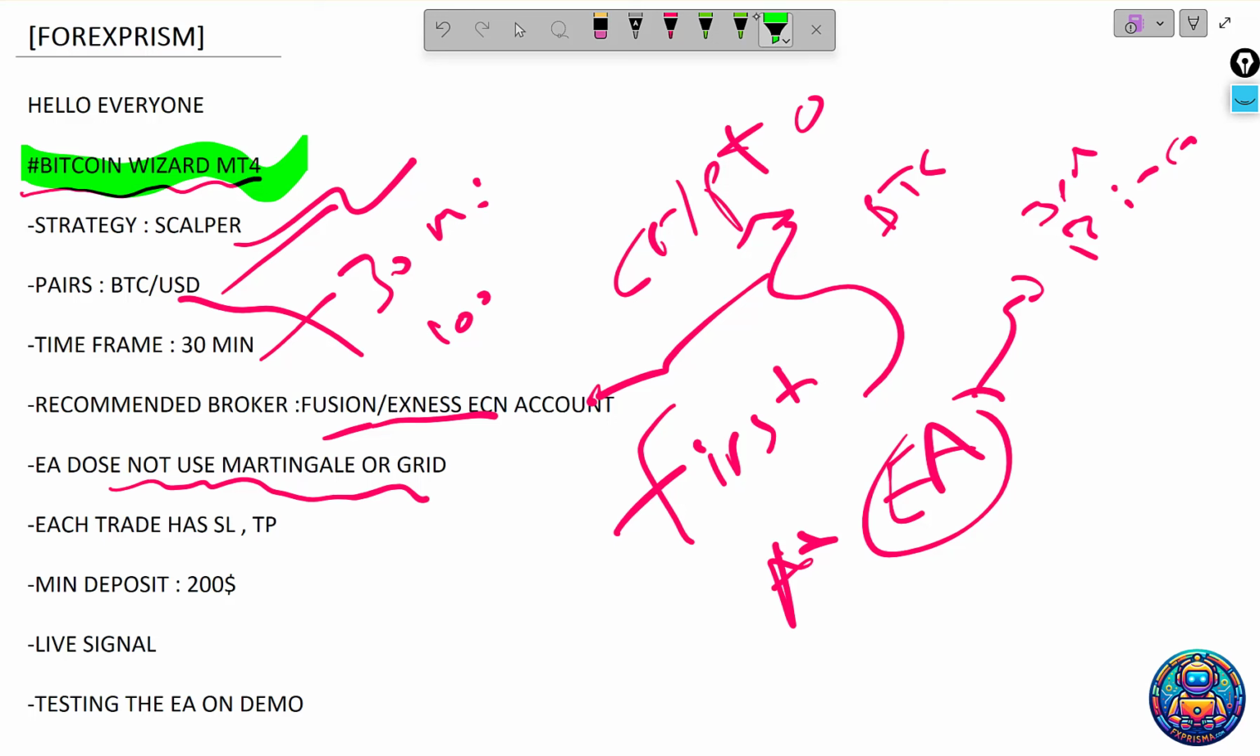So one of the pros that this EA has over other robots in the market is that it does not use martingale or any grid. Each trade is protected by stop loss and take profit. You can start using this EA for 200 US dollars. We do have a live signal, and at the end of the video we will test this EA on demo, which I already did. So let us go to the dashboard.